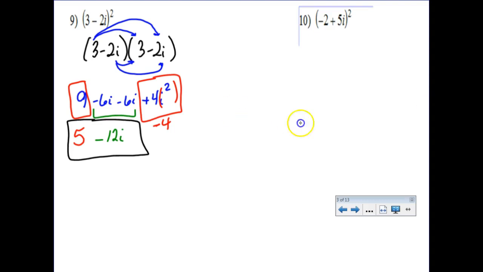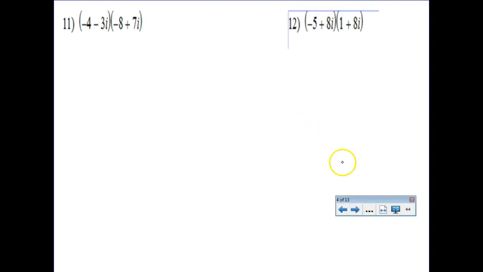Beautiful. 10 is similar. I'm going to let you do that one on your own. 11 is... they don't have any sort of relationship to each other. You're just going to multiply these together. So again, we encourage you not to skip steps and do show all your work.